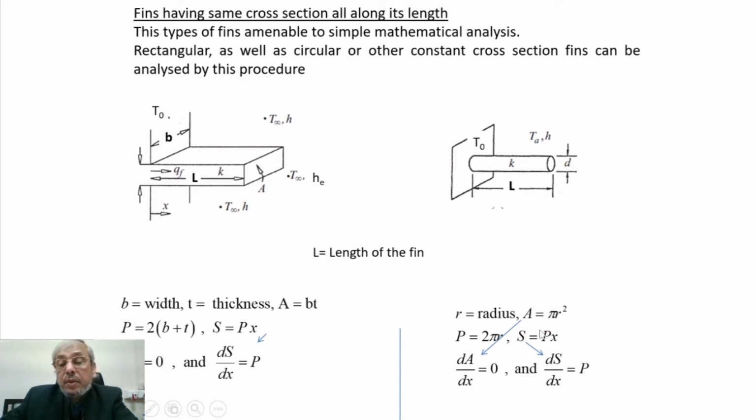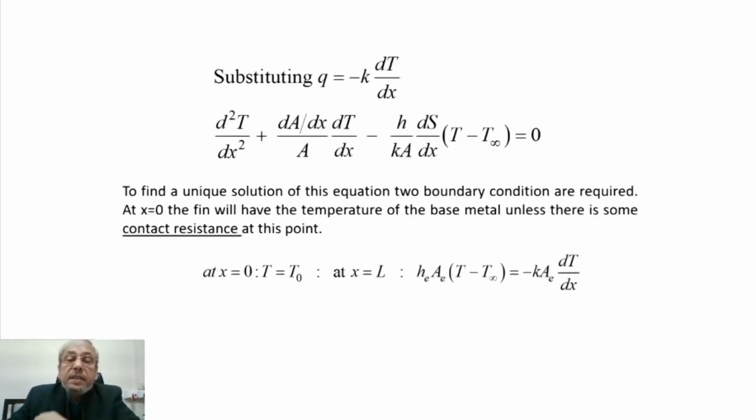dA/dx is 0. Similarly, if R is the radius, area is pi r square, and that area will not change, so dA/dx is 0, and perimeter is twice pi r, and surface area is P into X, so that dS/dx equal to P, and this P also doesn't change. So this gives some sort of easy situation for solving this problem.